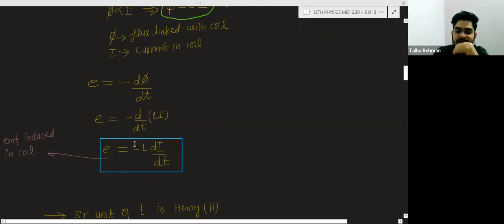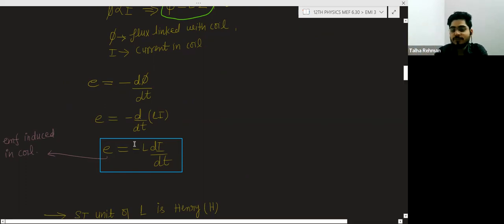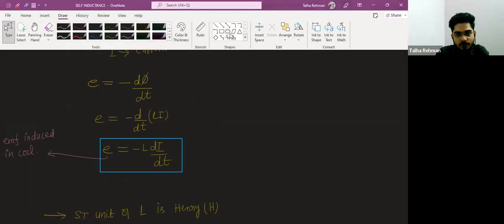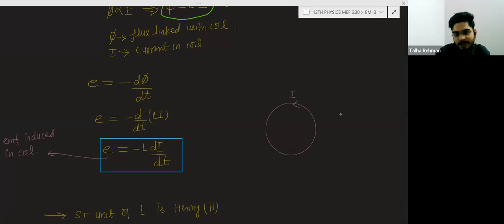Now we will discuss how to calculate the coefficient of self induction for a circular coil. I have told you that suppose you have a circular coil, and there is a current in the circular coil, and this circular coil has radius r and n number of turns. So I have told you the magnetic field due to this current carrying coil will be mu naught n I by 2r.